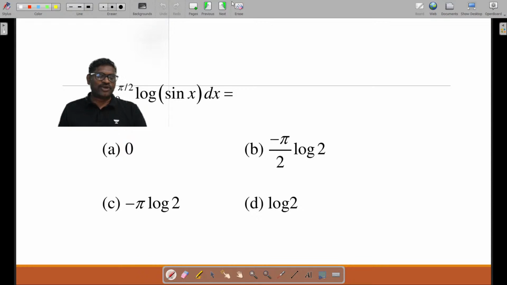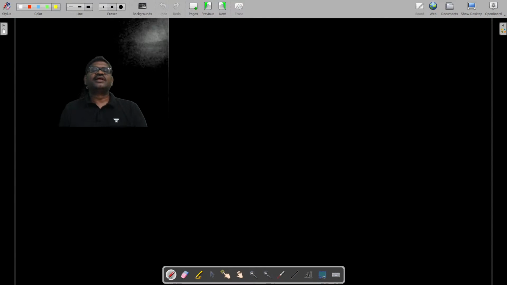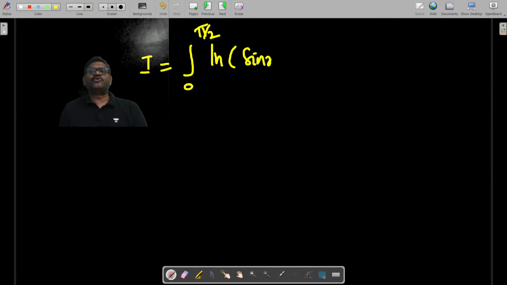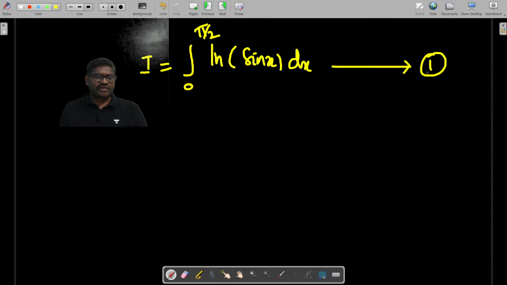Integral 0 to pi by 2 log sin x dx. Excellent problem. Observe. The integral I is integral 0 to pi by 2 log sin x dx. Called it equation 1.